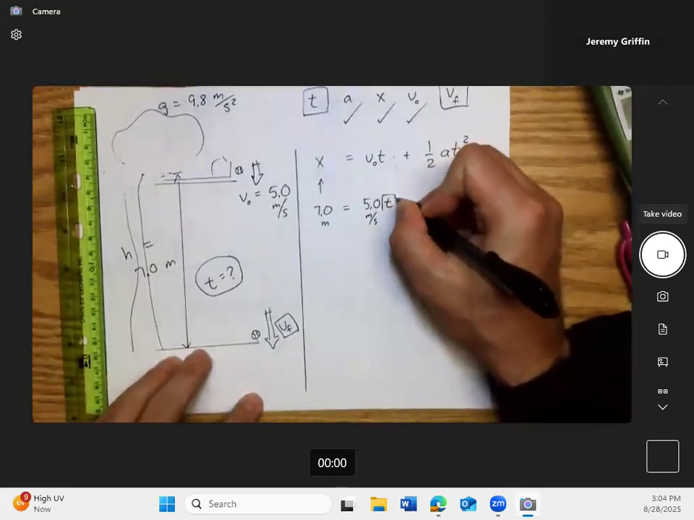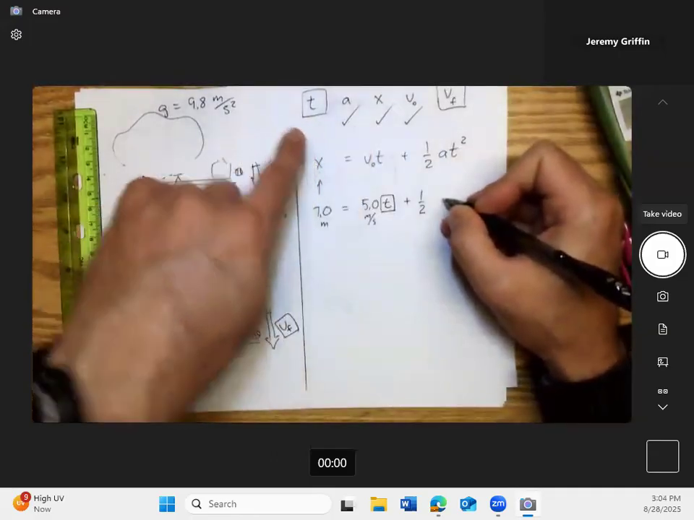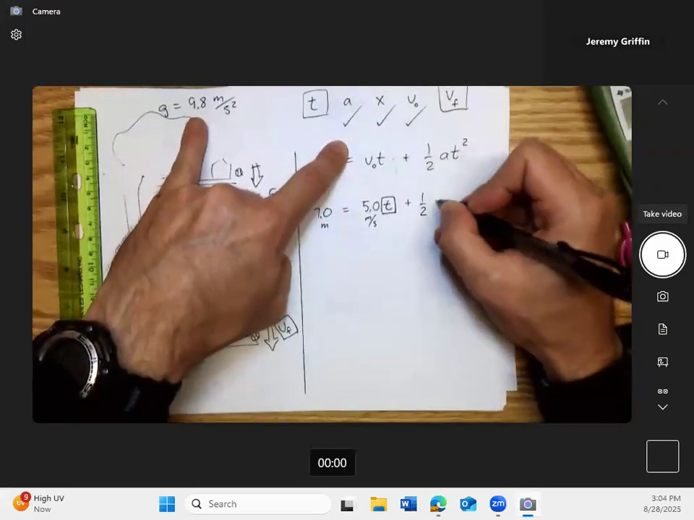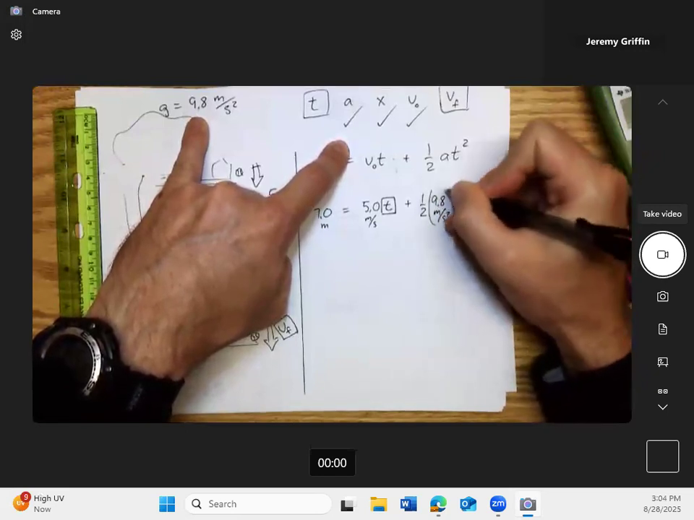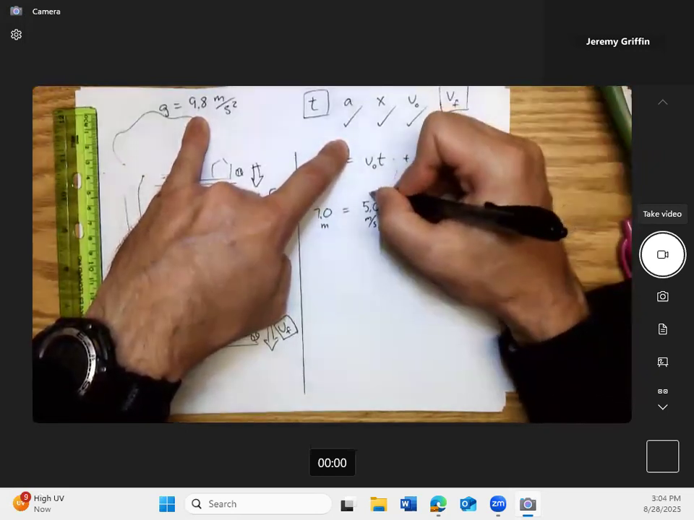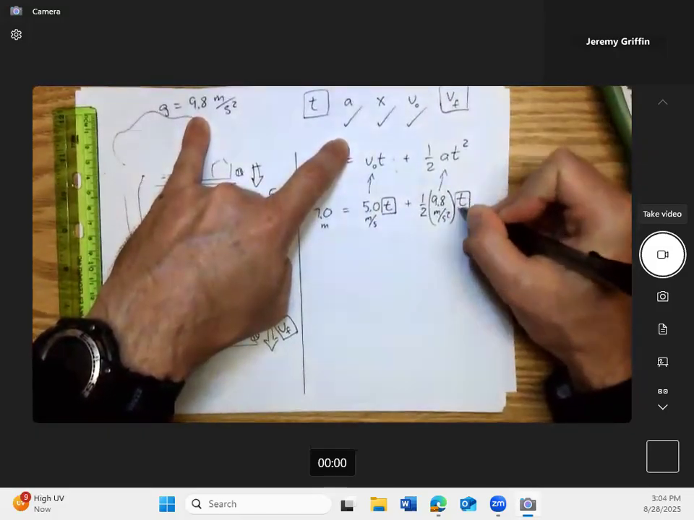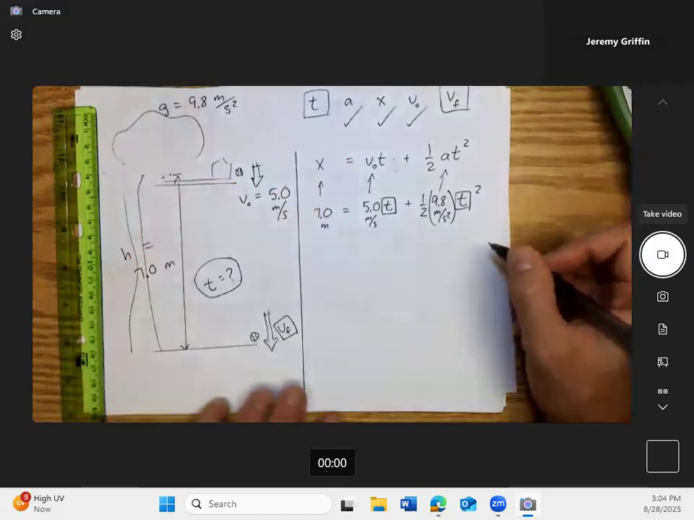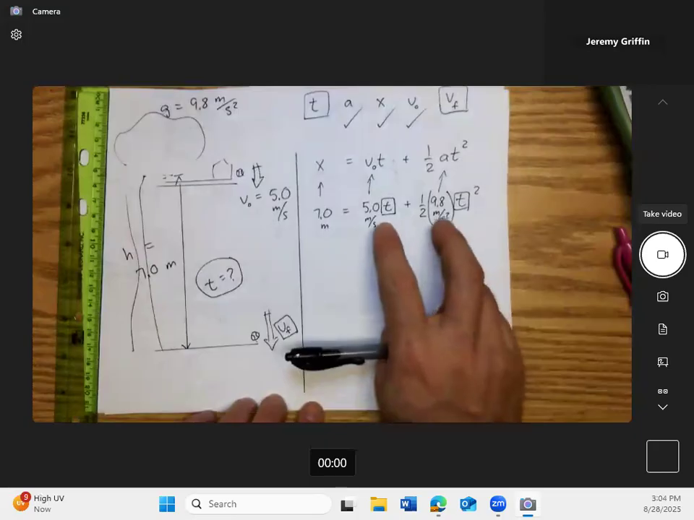Now I don't know what t is, so I've got that. Plus 1/2. Oh, I do know Earth gravity. On this paper I'm calling it 9.8 meters per second squared, so use that if I want to make sure I'm getting multiple choices right. I don't know this t that's being squared, so it goes there. So that's how that fits together, right?